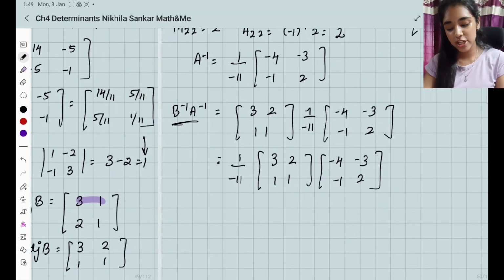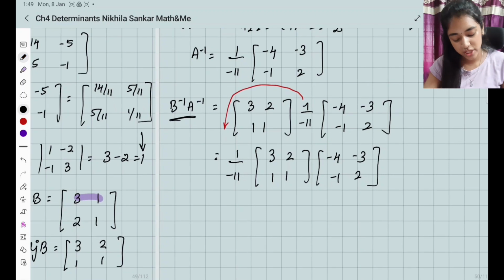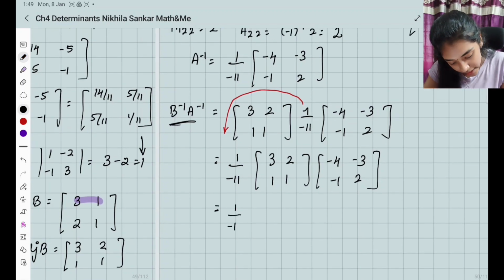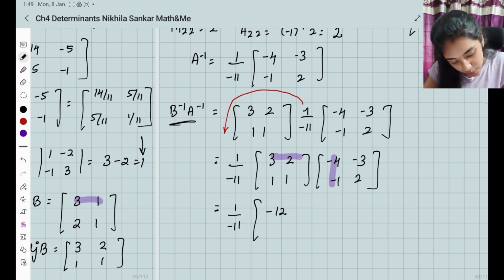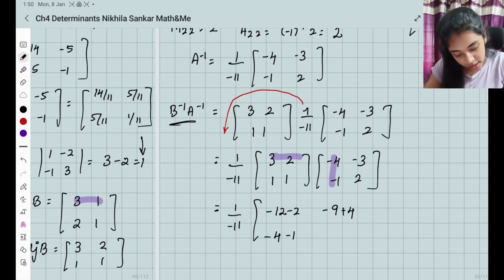In matrix multiplication you should not change the B inverse, A inverse order. But the constants can be taken outside. So I'm taking the constant outside, minus 1 by 11. And I multiply, I have 1 by minus 11 times first row, first column: 4 3s are 12, so minus 12, minus 2. Then next, 3 3s are minus 9 plus 4. Second row, minus 4, minus 1. Second row, second column, so minus 3 plus 2.